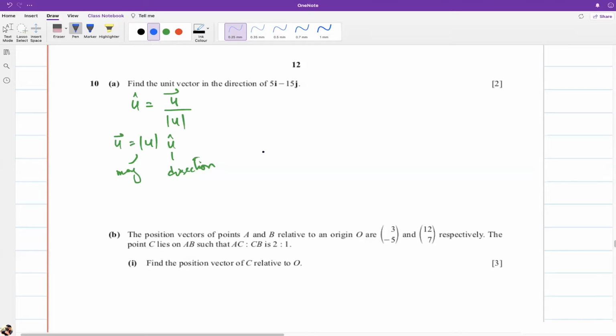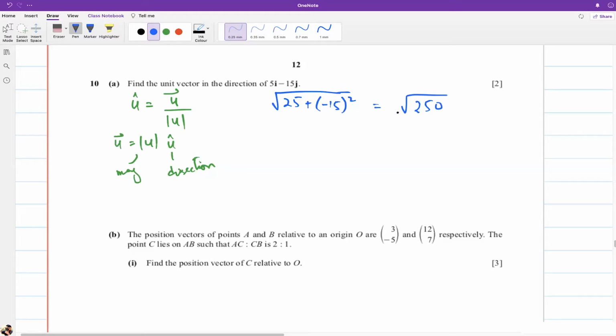So first let me find its magnitude. The magnitude will be 5 squared, which is 25, plus minus 15 squared, and that will basically make it 250, I think. Square root of 250. So that's the magnitude. I don't have a calculator, so you can confirm this.